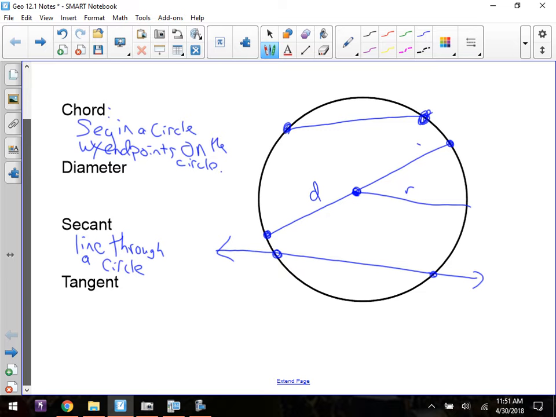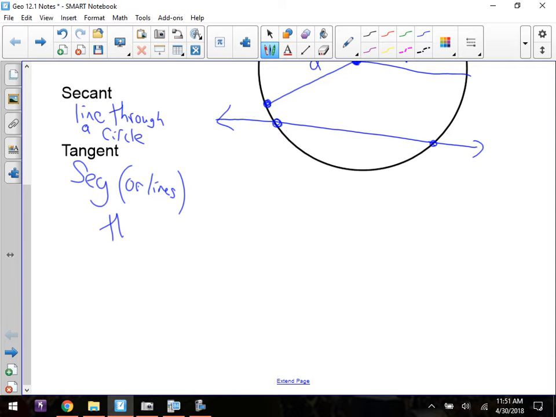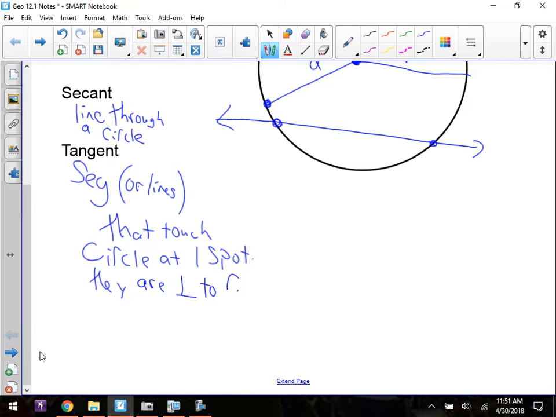And the last one is this thing called a tangent. Tangent segments are going to be segments or lines that touch the circle at one spot. They are perpendicular to a radius. A tangent segment is always perpendicular to a radius.